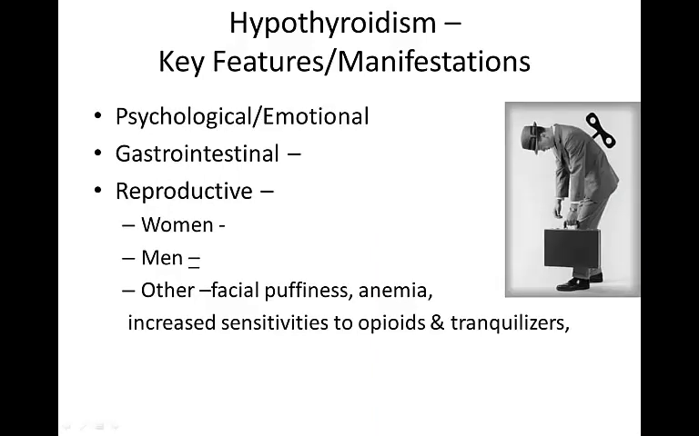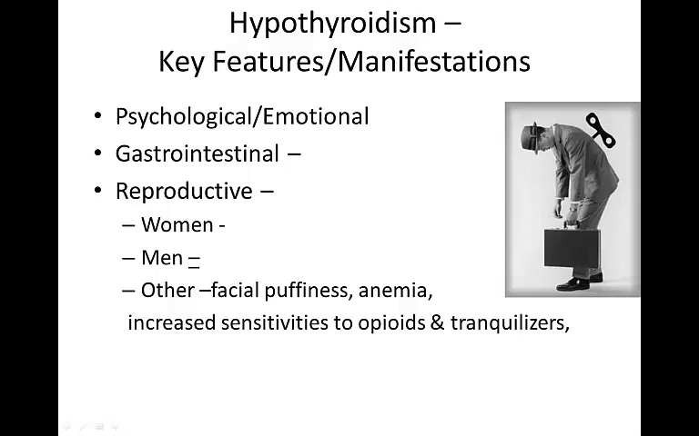Additional key features for psychological: there's apathy, depression, paranoia, withdrawal. GI is anorexia, weight gain, constipation, abdominal distension. Reproductive complaints: with women, amenorrhea, decreased libido, and no cycling for menses. Men, impotence and decreased libido.